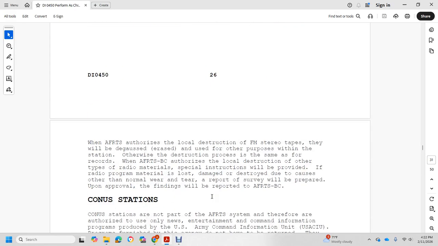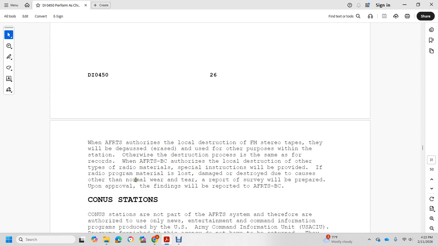The Armed Forces Radio Television Services authorized local destruction of FM stereo tapes. They will be degaussed, erased, and used for other purposes within the station. Otherwise, the destruction process is the same as for records. The Armed Forces Radio Television Service authorized local destruction of other types of radio materials. Special instructions will be provided if the radio program is lost, damaged, or destroyed due to a cause other than normal wear and tear.